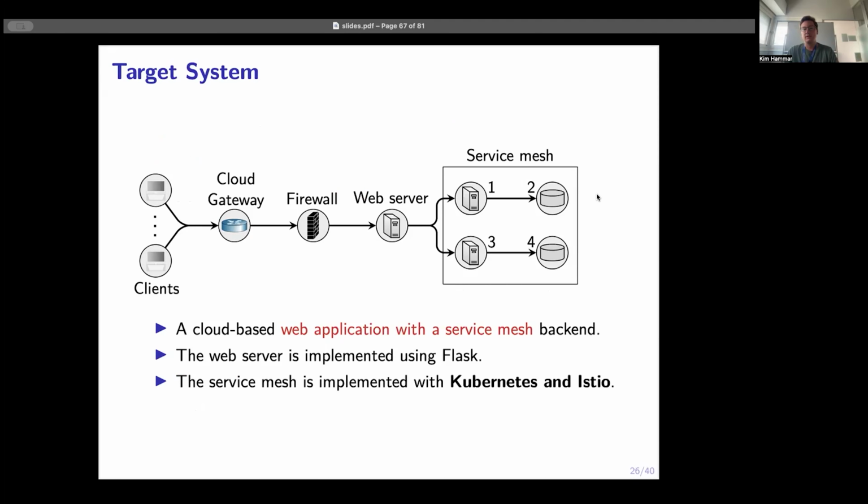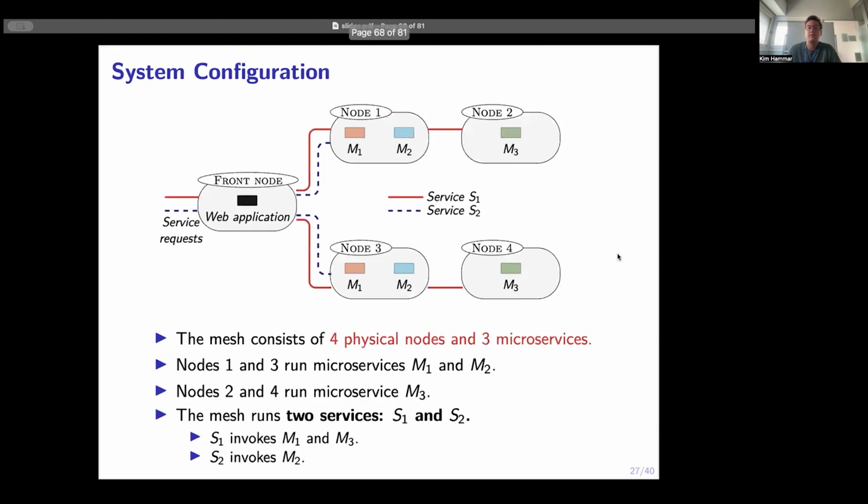And in particular, this service mesh consists of 4 physical nodes that run 3 different types of microservices, M1, M2, and M3. And collectively, these microservices provide 2 different web services. Service S1, which is an information service that invokes M1 and M3, and service S2, which is a compute service, which invokes M2.